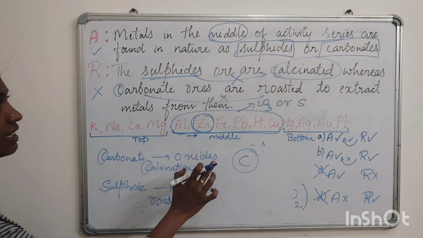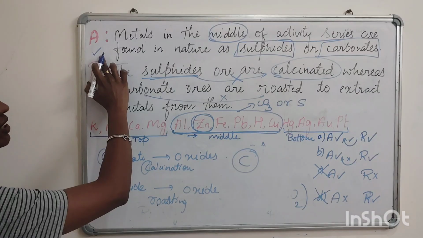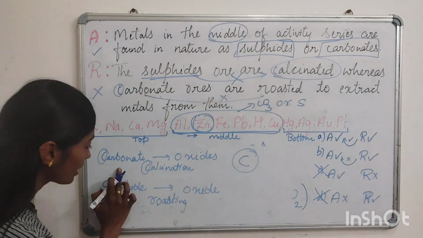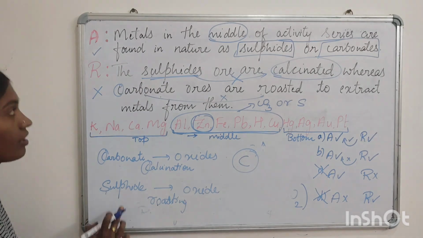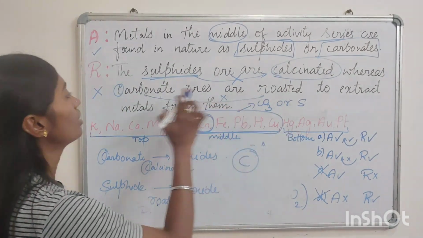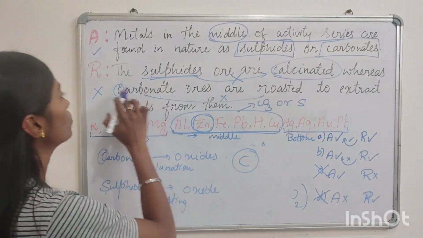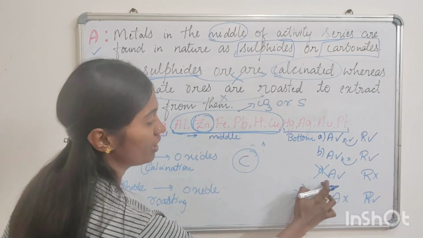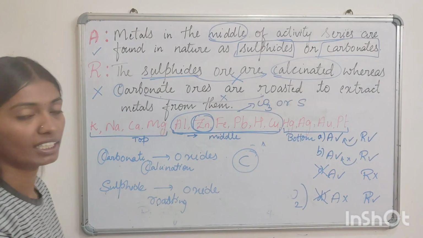Assertion, reason? Assertion is true. Why is assertion true? Metals present in the middle of the reactive series will be present even as a carbonate and even as a sulfide. What is the reason? Reason: sulfides are calcinated, wrong. Carbonates are roasted, wrong. So reason is false. So assertion is true, reason is false. Which option? Option C is your answer.